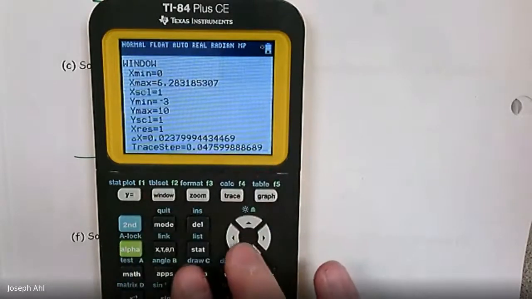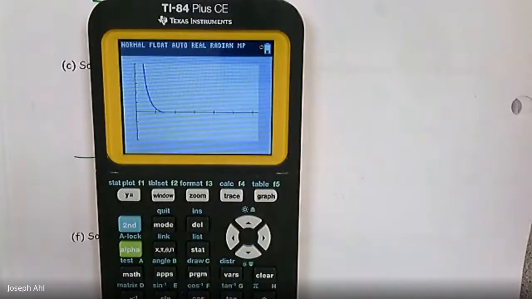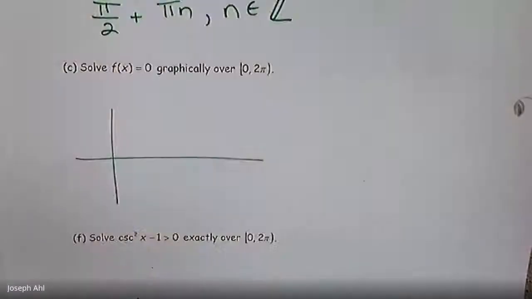I'm going to maybe just shorten up that window a little bit. The y max, I'll just bring it down to 5 or something like that. If I hit graph, here's what the graph looks like. And hopefully this is what we kind of expected, that we get just 2 solutions. The first one at pi over 2, the second one at 3 pi over 2. So let's go ahead and sketch that.